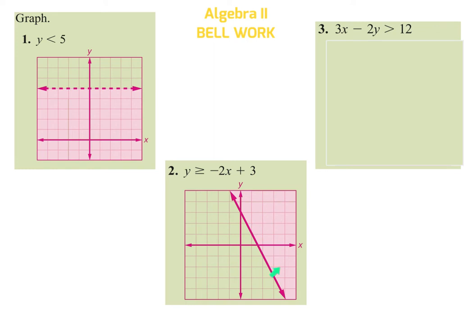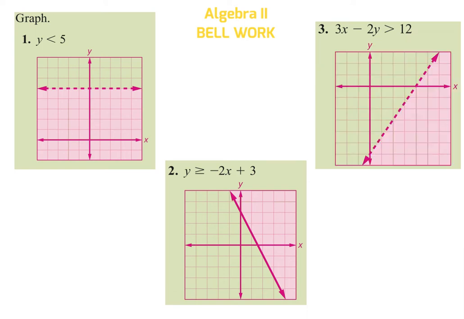Greater than means you're going to shade everything above it. Typically, I find the y-intercept and shade above that. This last one was in standard form. So for this one, I would probably find my intercepts. My x-intercept is going to be 12 over 3, which is 4. That's why this is graphed right here at 4. My y-intercept is 12 over negative 2, which is negative 6, which is right here.